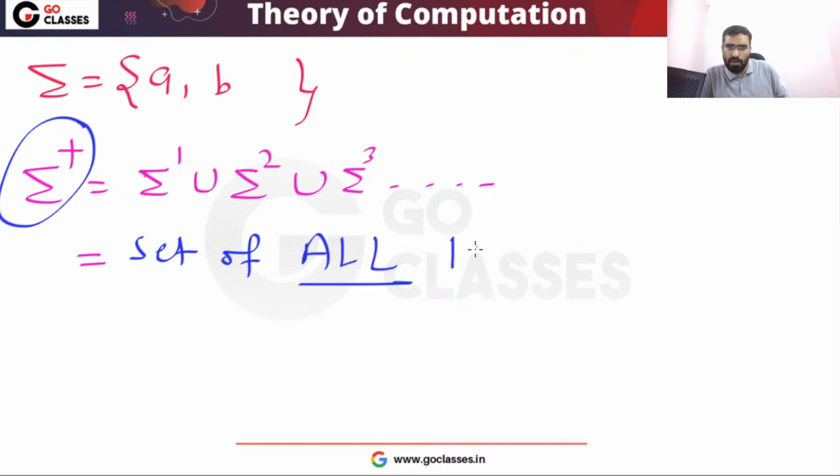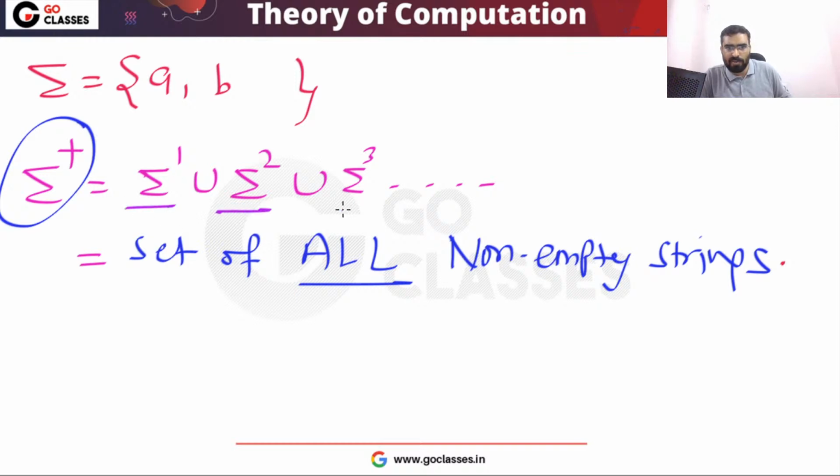Set of all non-empty strings. So the empty string never belongs to sigma plus by the definition of sigma plus. What is sigma plus? Sigma plus is sigma power 1, sigma power 2, sigma power 3 and so on.